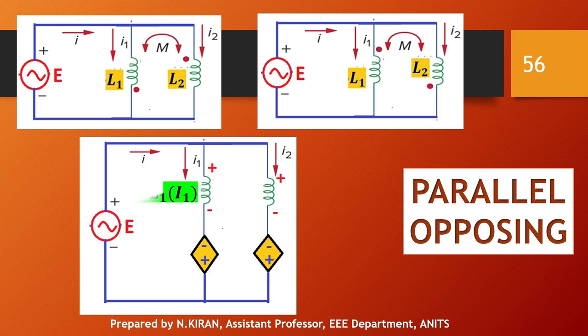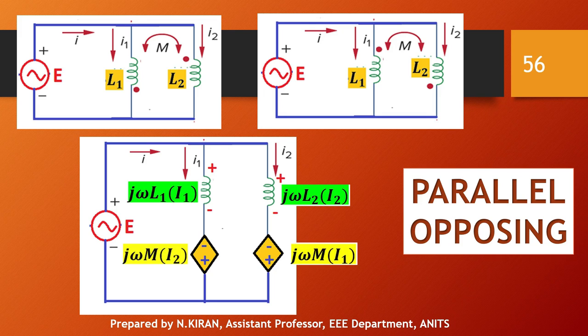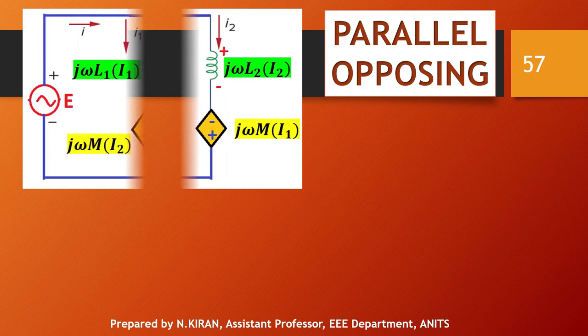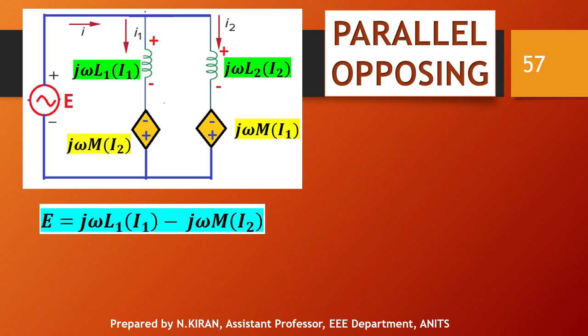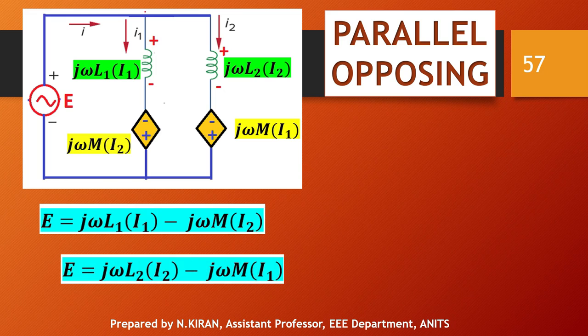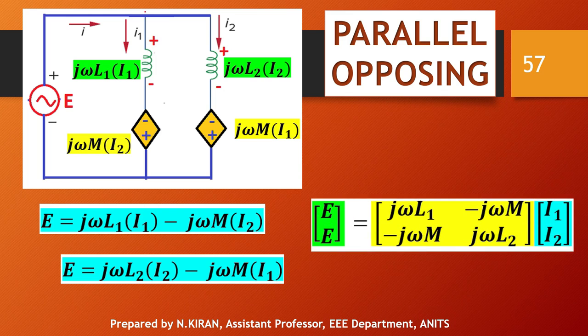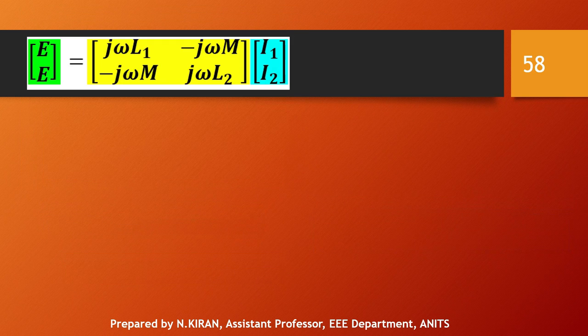So the expressions for self-induced EMF and mutually induced EMF are as shown, and since all the branches are in parallel, E will be equal to j omega L1 I1 minus j omega M into I2. E also will be equal to j omega L2 I2 minus j omega M into I1. Writing these equations in matrix form and finding the ratio of E by I, in order to find the total current I, I must first find the expressions for I1 and I2.